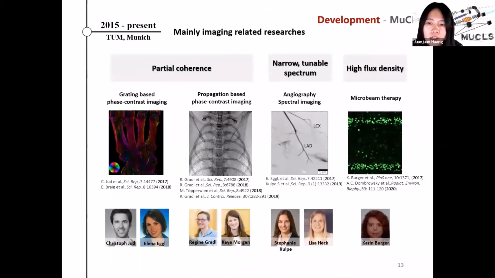So after the installation of the source and development of end stations, since we are a biomedical imaging group, since 2015 we are mainly doing imaging related research. Because of the different properties of the source, for example partial coherence, some grating-based phase contrast imaging and propagation-based phase contrast imaging work has been done. Because of the narrow tunable spectrum, angiography spectral imaging has also been done. And microbeam therapy has also been done because of the high flux density.